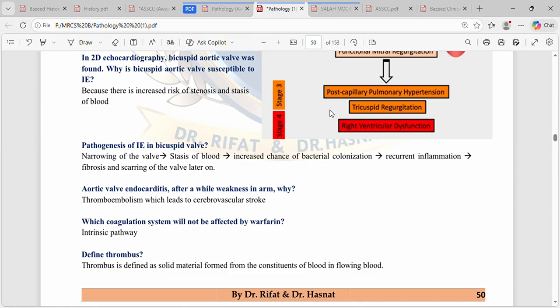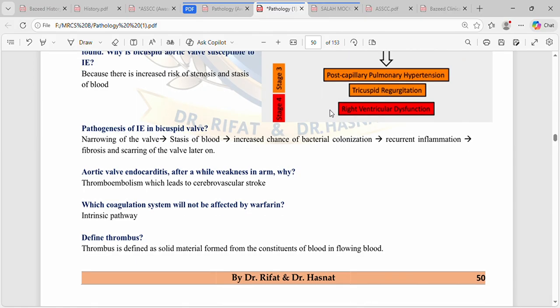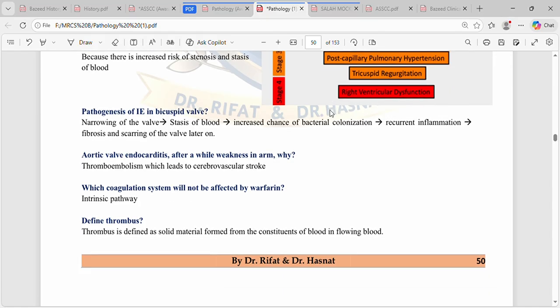A patient has aortic valve endocarditis, and after a while there is weakness in the arm. Why? Thromboembolism, which leads to a cerebrovascular stroke. Which coagulation pathway will not be affected by warfarin? The intrinsic pathway. Define thrombus. A thrombus is defined as a solid material formed from the constituents of blood in flowing blood.